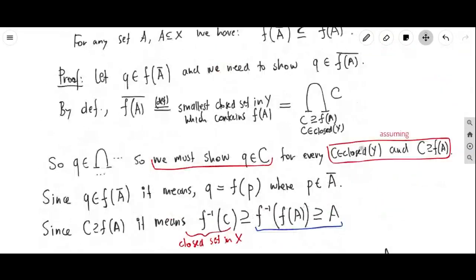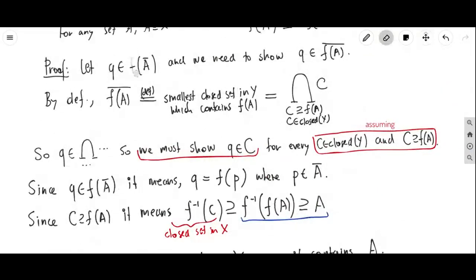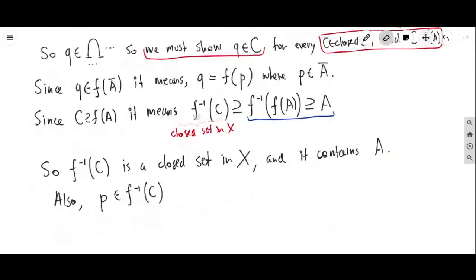So let's go back. Q is in here. We must show that Q is in that set. And we said Q is equal to f of P, where P is in here. So P is in f inverse of C, because when you apply f of P, you get Q, right? You get Q.